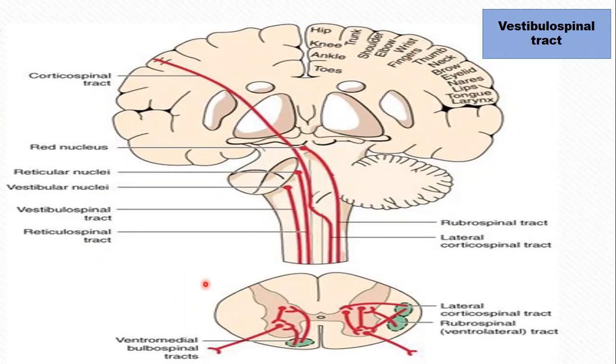Then we have our olivary. The pathway for the olivary is olivospinal. So you just need to know where the nuclei are present, and it makes it easy to understand the tracts.